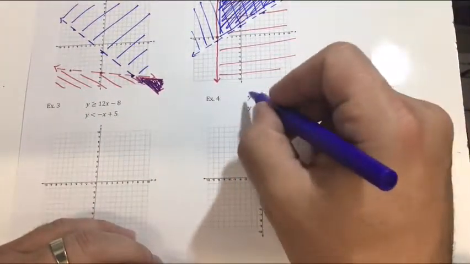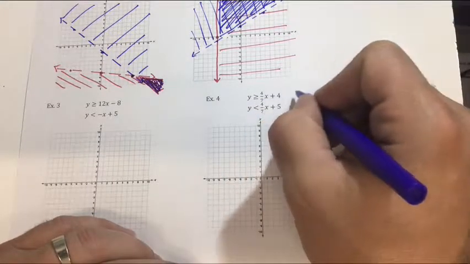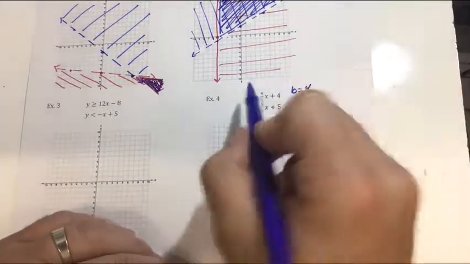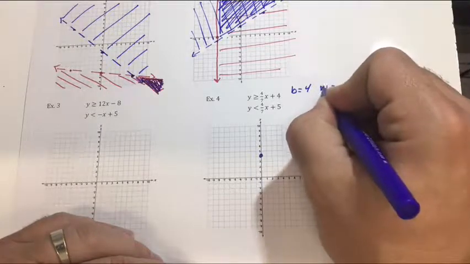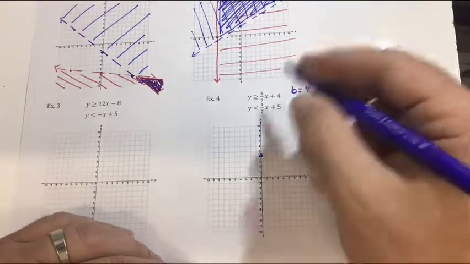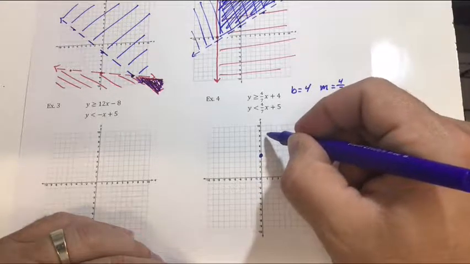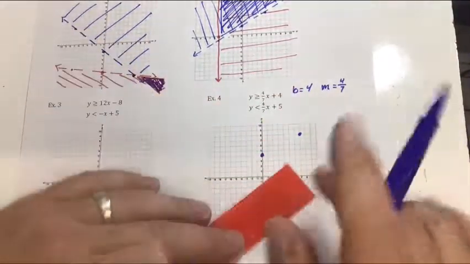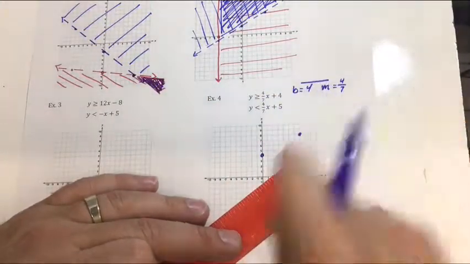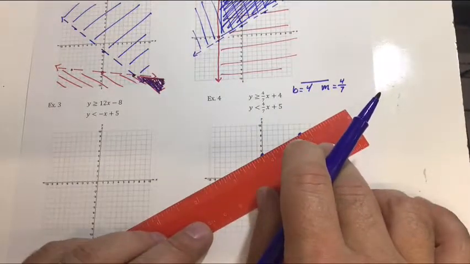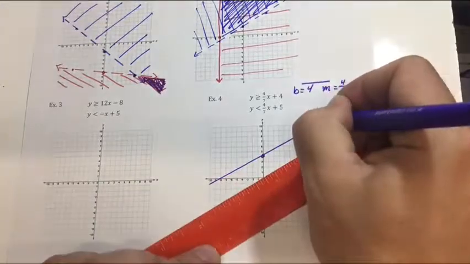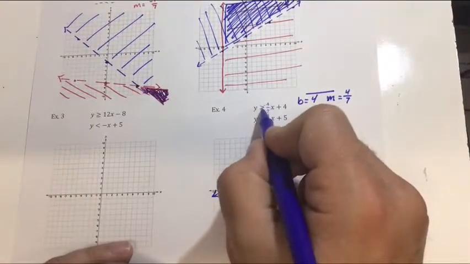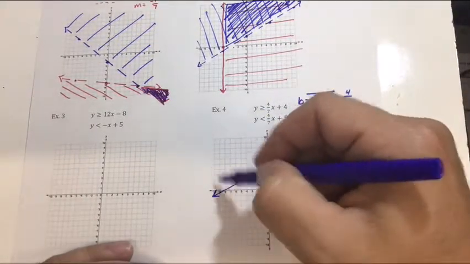In our first inequality, we have y is greater than or equal to 4/7 x plus 4. So my y-intercept is 4, so that's where I start, on the y-axis at 4. And then my slope tells me to go up 4 to the right 7. So I'm going to go up 1, 2, 3, 4, to the right 1, 2, 3, 4, 5, 6, 7. When I line those up, you'll notice this is a solid line. Okay? And because I'm shading above, because it's the greater than or equal to, I'm going to shade this side of the line.